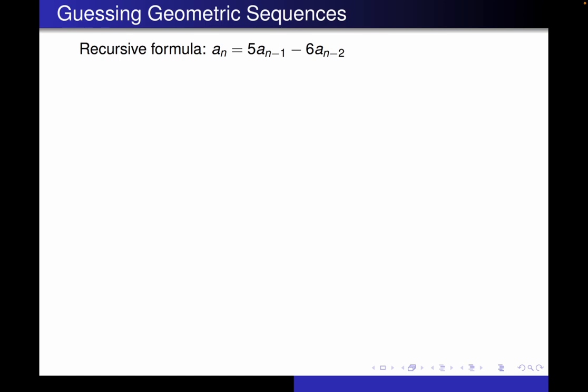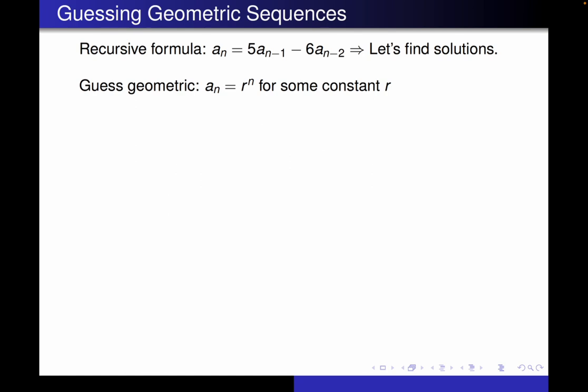So let's look at our example sequence, a sub n equals 5a sub n minus 1 minus 6a sub n minus 2. So what we want to do is find solutions. Now there are often, as we've seen, systematic ways of finding solutions, but sometimes you just have to be good at making guesses. It's reasonable to guess lots of different types of sequences to see if they work, but it turns out that geometric sequences are the ones that are going to be the most productive.